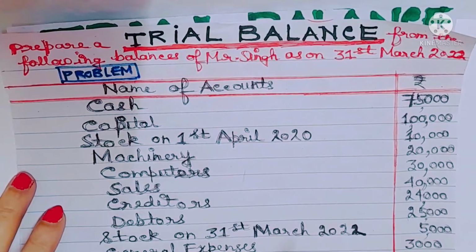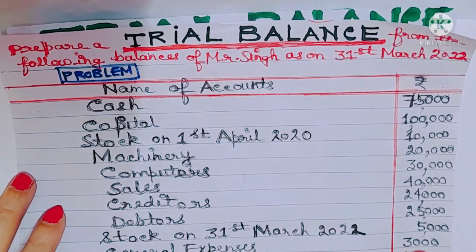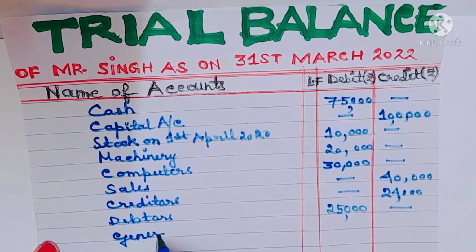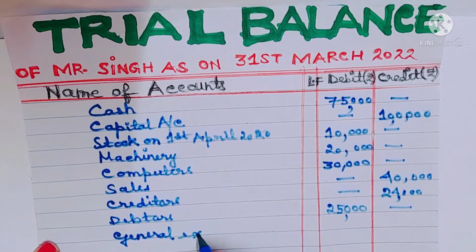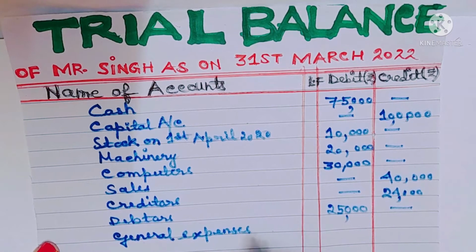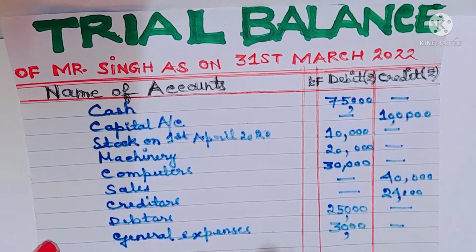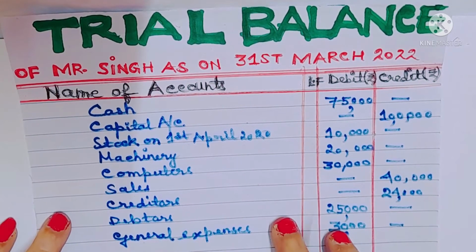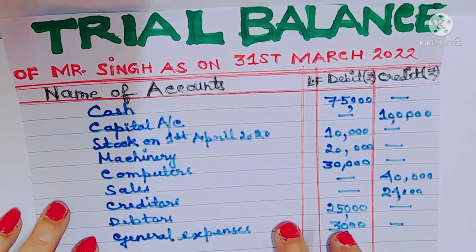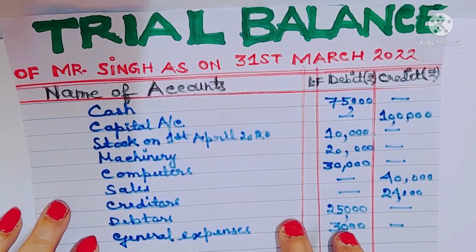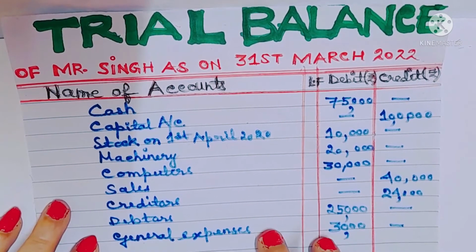Let's see the next account. The next account is general expenses, 3,000. Let's write general expenses. General expenses is a debit balance. Why? Because general expenses falls under nominal account. According to nominal account, all losses and expenses are debited. General expenses is an expense for the business, so general expenses will be debited.